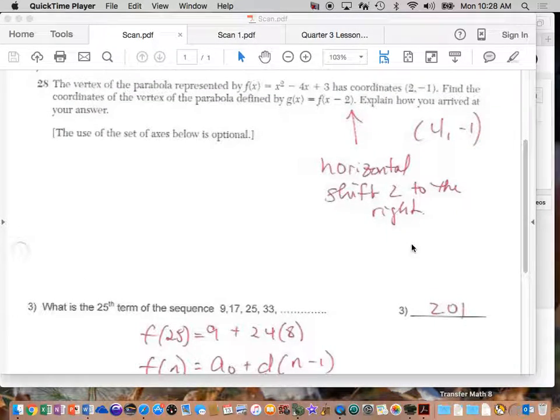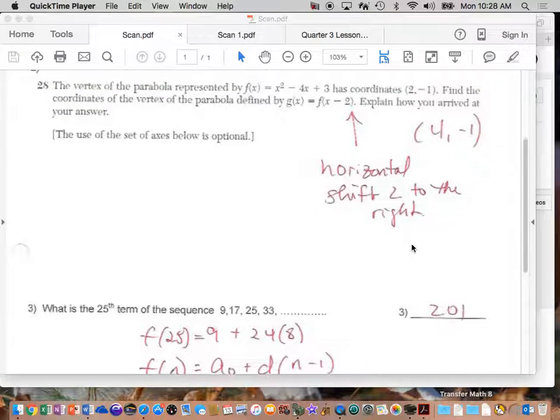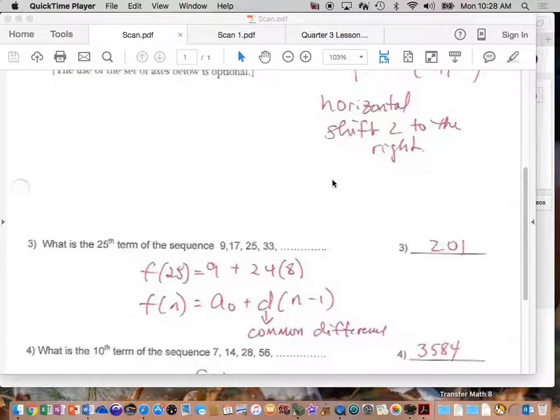Any questions about number 2? Okay. I do want you to develop the thinking about this horizontal and vertical shift and thinking this way, because you will see 1 or 2 questions on your Regents exam about this. You have to be cognizant of it so that you can recognize it when it happens.